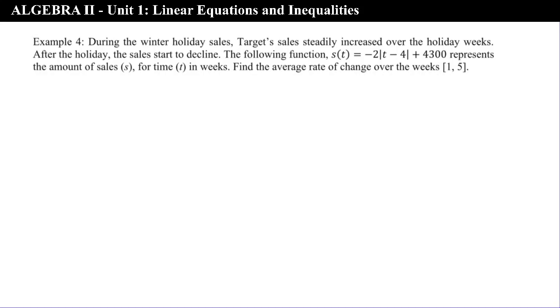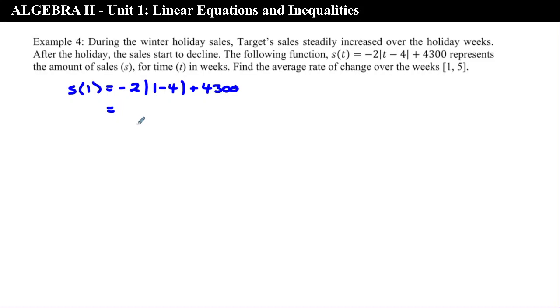Okay, so remember when we're doing average rate of change, you're given your x1 and your x2. x1 is 1 and x2 is 5. We need to find y1 and y2. So the way we're going to go about doing that is to find out what y is by simply plugging 1 into our function and finding out what the value is, and then plugging 5 into our function and finding out what the value is. So let's start with s of 1 to find out what our y1 is. So s of 1 equals negative 2 times the absolute value of 1 minus 4, plus 4,300.